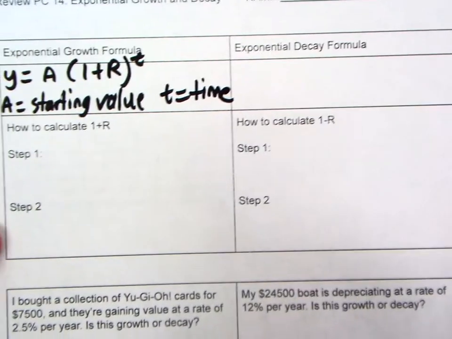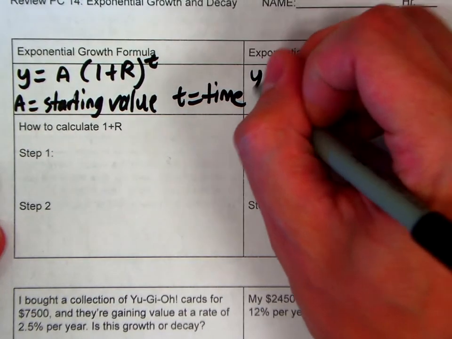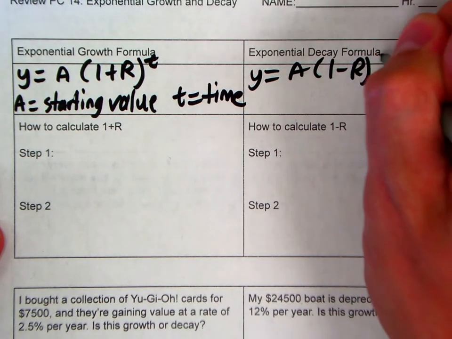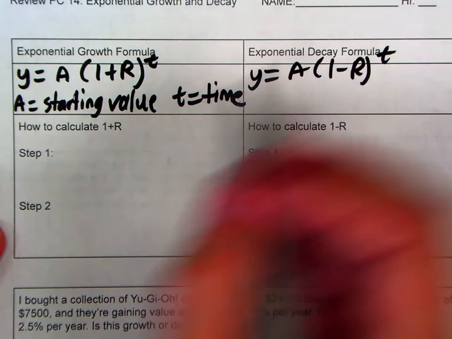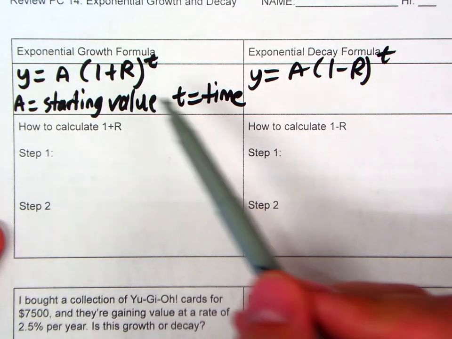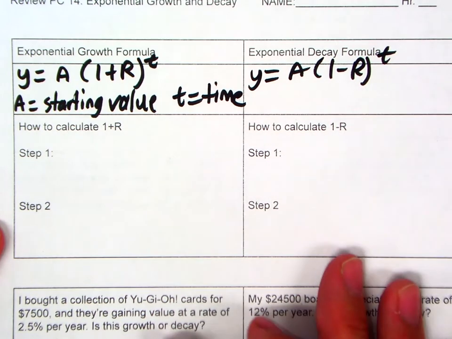The decay formula is very similar, but it's y is equal to a times (1 minus r) raised to the power of t. And a and t have the same values. A is the starting value, t is the time. So how do you calculate 1 plus r or 1 minus r?